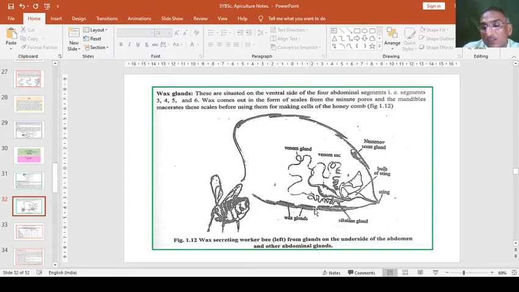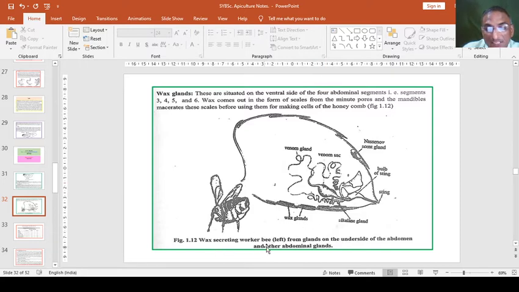These are the wax glands, on the lower side. And this coiled, bifurcated pair of glands is called the acidic or venom glands. Therefore, they create the venom. In this venom sac, venom is stored.